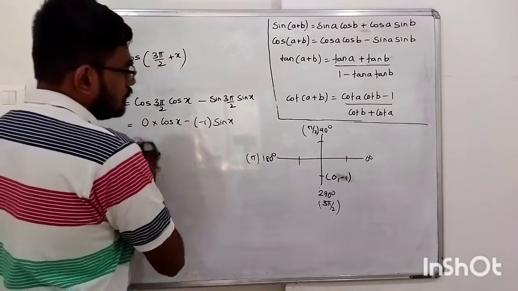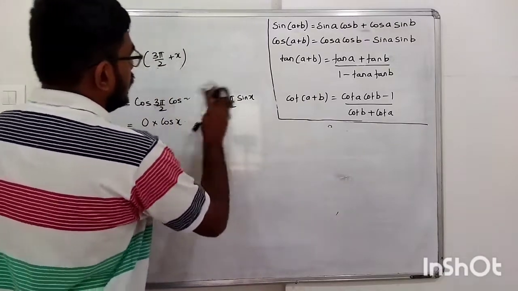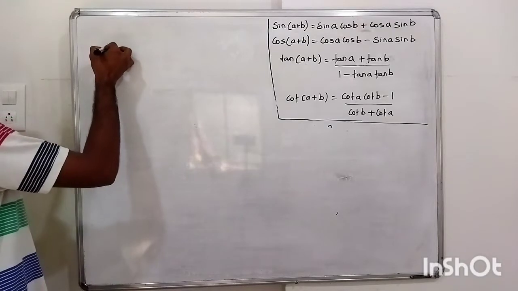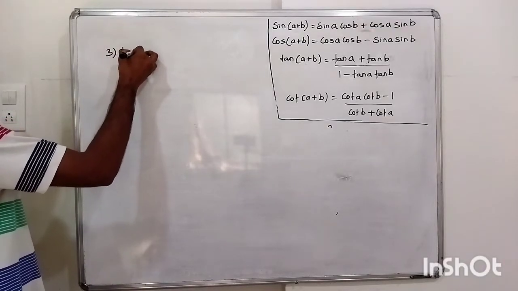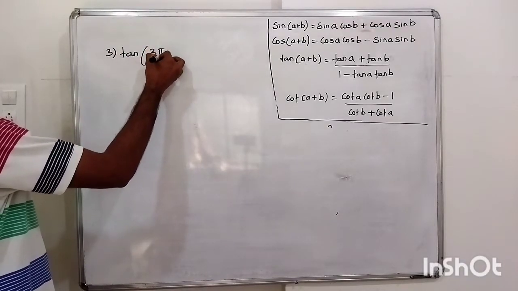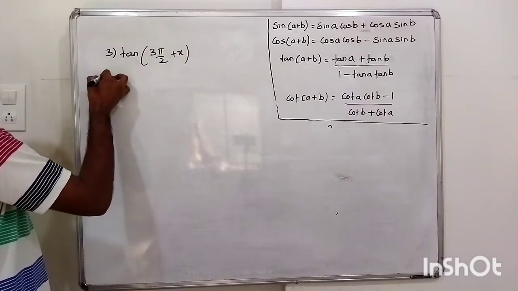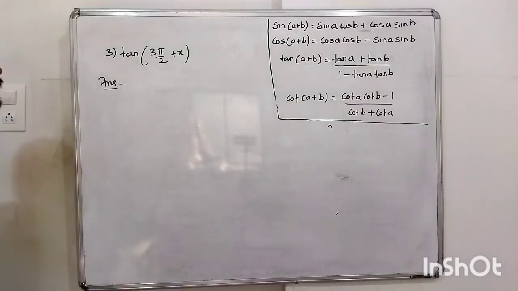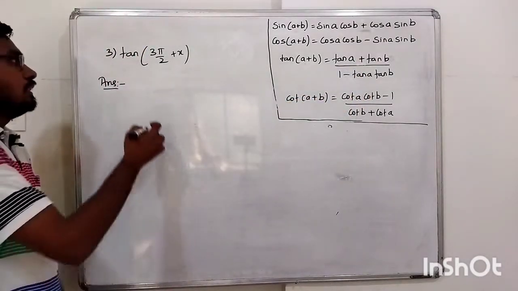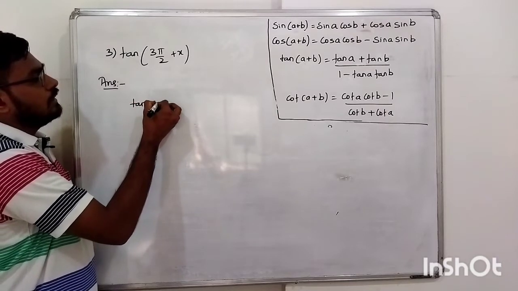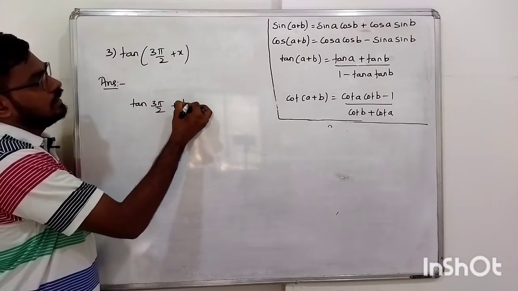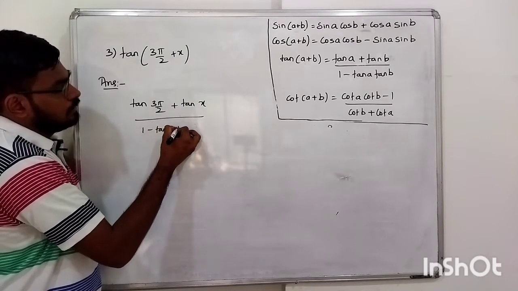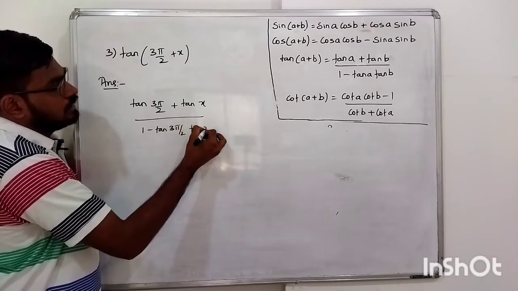Similarly, we can be asked a question like this: tan 3 pi by 2 plus x. Now, if you use this formula, what will happen? Let's see. Tan 3 pi by 2 plus tan x upon 1 minus tan 3 pi by 2 into tan x. What is tan 3 pi by 2?